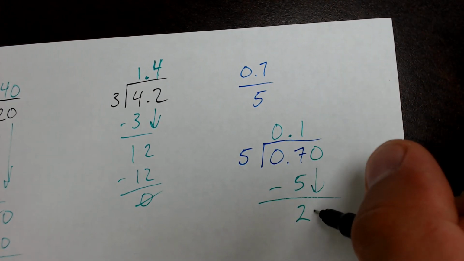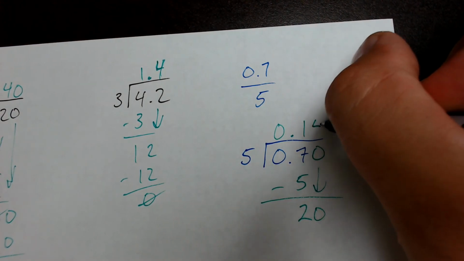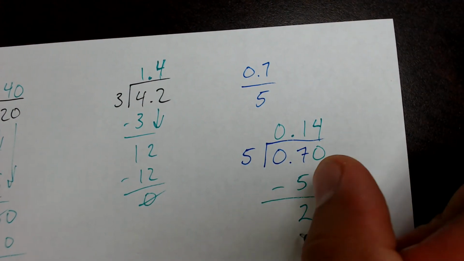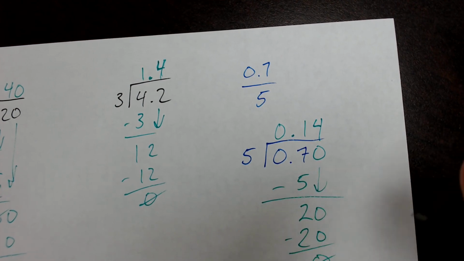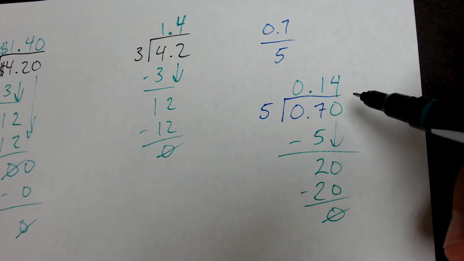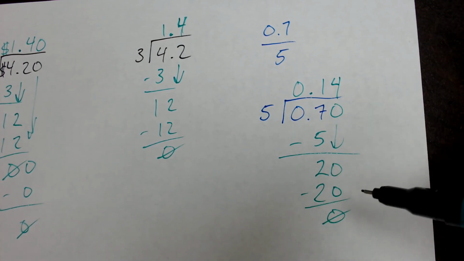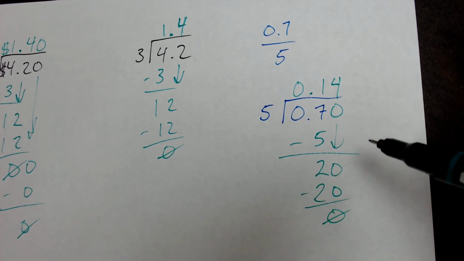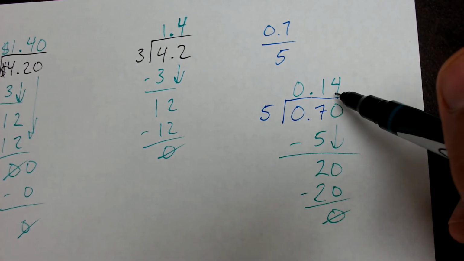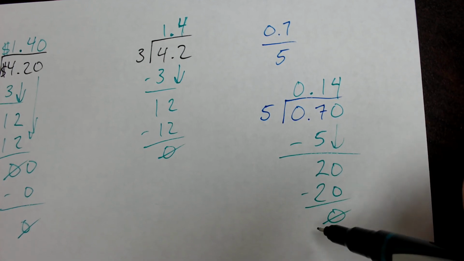We'll bring it down. Now we have 5 into 20. 5 goes into 20 4 times. And then 4 times 5 gives me 20. I subtract, and now it zeroes out. So now I'm done. And my final answer is actually going to be 0.14, as opposed to stopping at 0.1 and then saying 2/5. So we're not going to combine our decimals with fractions. We're going to keep decimals in decimals. And we just have to add placeholder zeros until we get an answer that zeroes out.